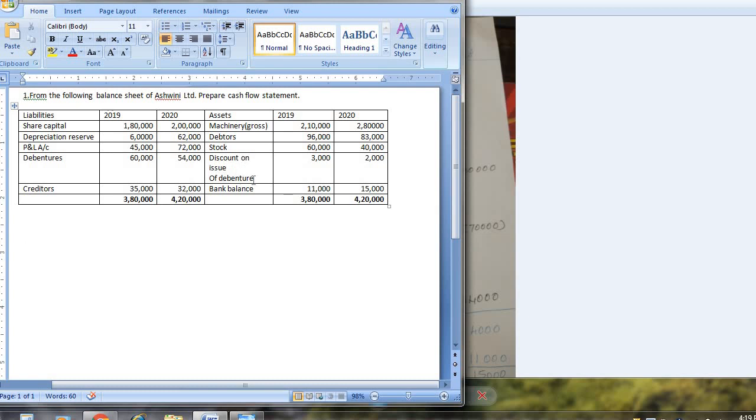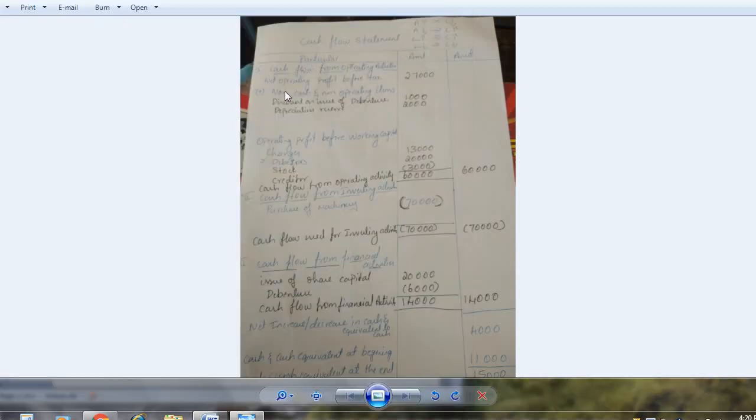Next, discount on issue of debenture. As I told you, this is non-operating, a non-operating expense. So again here there is a decrease. As I told you, whenever an asset decreases, cash comes in. So at the same time, it will come here as a non-cash and non-operating item. Discount on issue of debenture, 1,000 positive.